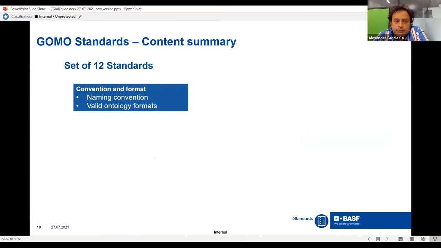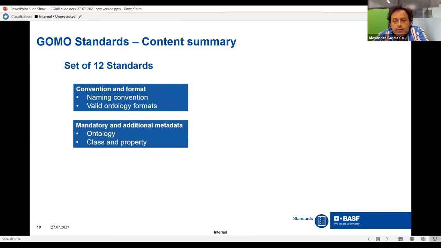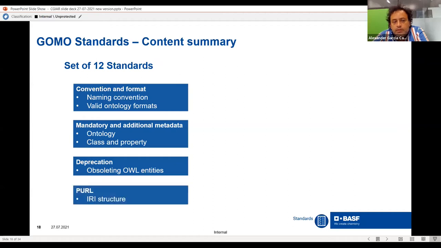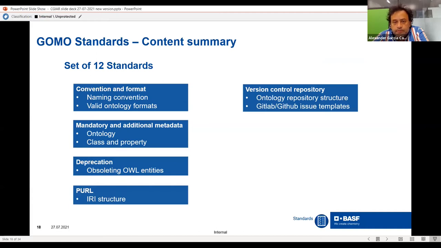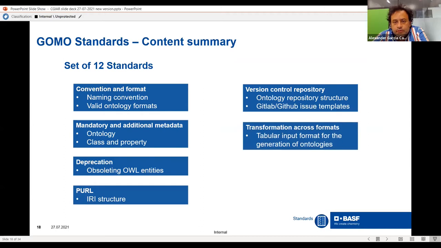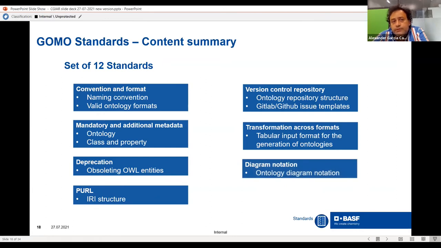Those 12 standards address issues on convention and serialization, mandatory and additional metadata for ontologies as a whole, as well as for classes and properties in the ontology, deprecation and obsolescence of old entities, permanent URIs, and version control, for instance the structure of the ontology repository in Git. Transformation across formats: we are not just dealing with RDF, we are also dealing with OWL, for instance, so we have a standard for that. It is important to understand that we are dealing with terminological resources, not just ontologies in the strictest sense of the word, so we have to consider a lot of transformations across formats. And we also have standards that have to do with diagram notation for the documentation of the ontology.